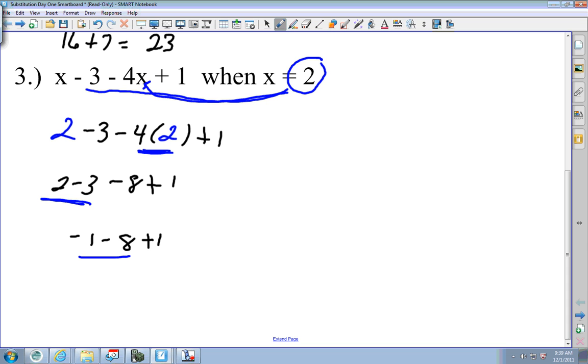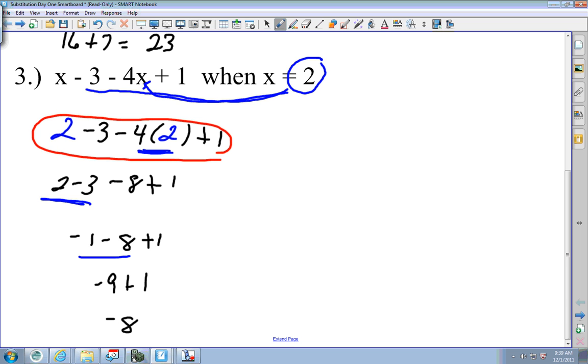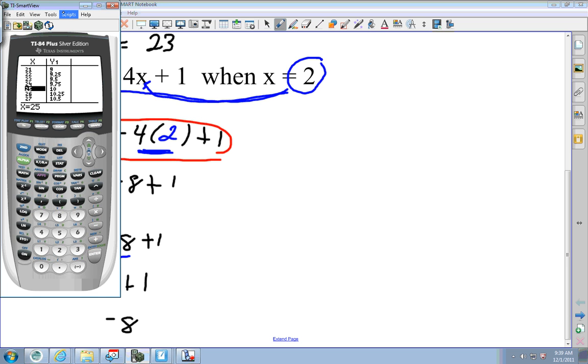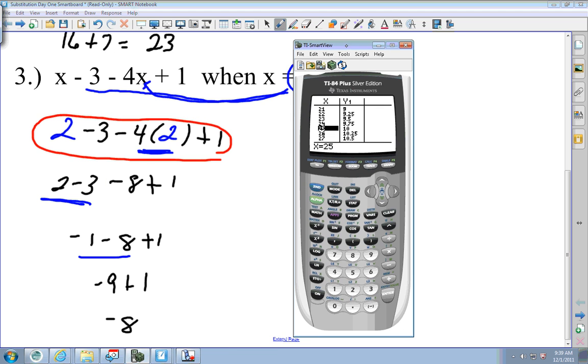Put the next ones together, negative 9 plus 1, and my answer would be negative 8. That's kind of a long way to get negative 8 if you were doing it by hand, but the other thing, like I said, you could go and take this all right here, go in your calculator, go in your home screen, which is second quit from where I'm at, okay?